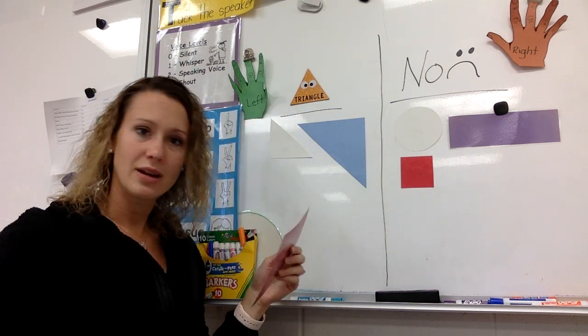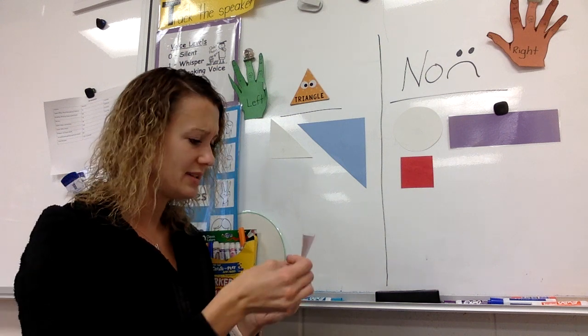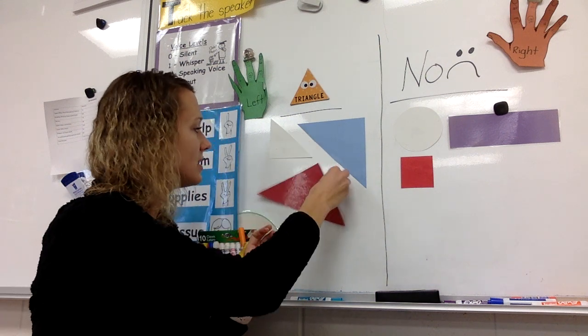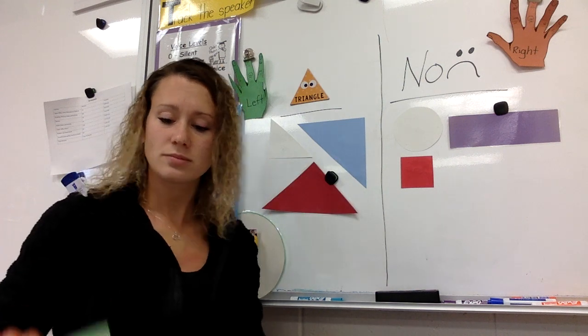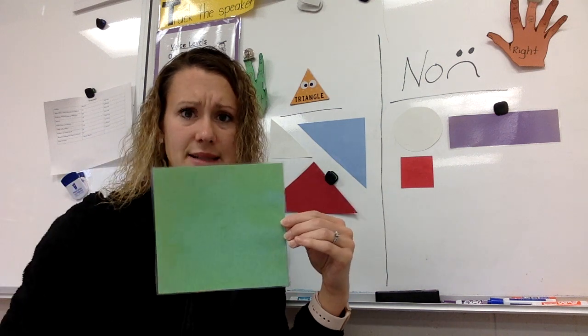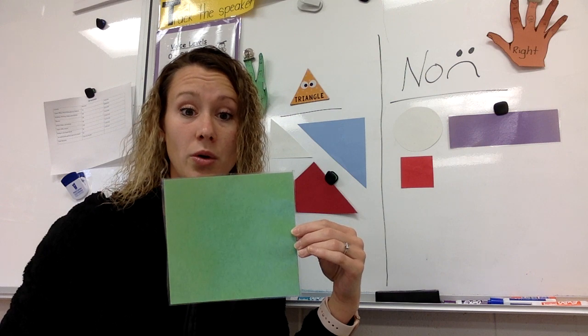Don't let me trick you. I'm not changing how many sides it has, right? So yes, it is still a triangle. Awesome. What is this?